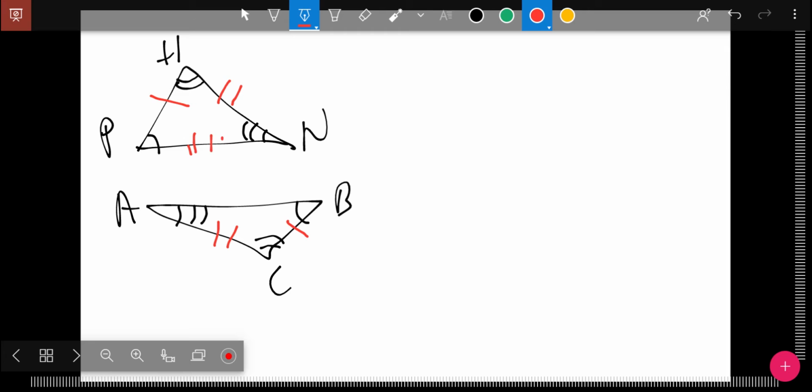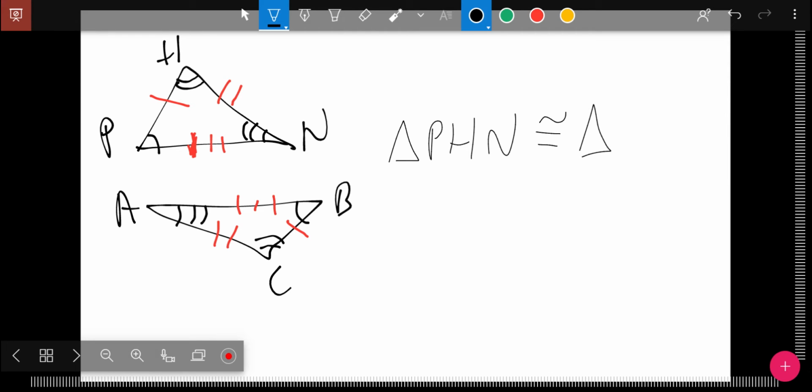Now that I have the sides, it's just supposed to be one dash there. Now that I know the sides and angles are congruent, are the triangles congruent? Heck yes, they are. And so now I can write triangle PHN is congruent to triangle. If I name the first one PHN, how do I have to name the second one? P matches up with what from down here? Angle P matches up with B. So PHN would be BCA.